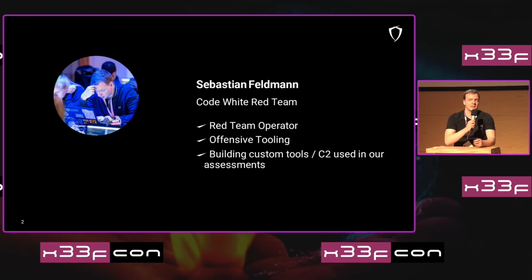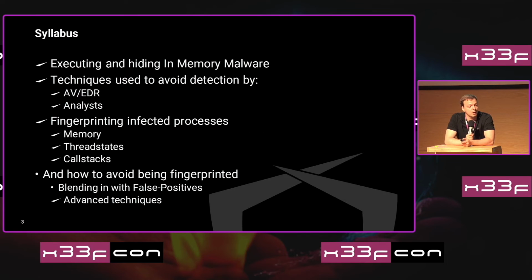My name is Sebastian. I'm working as a red team operator at a company called Code White. We're basically doing all sorts of red teaming, purple teaming, also regular pen tests, but we're specialized in red and purple teaming. My main part in the team is the creation of offensive tools and, probably most importantly, the creation of a custom C2, which we're using in our assessments.